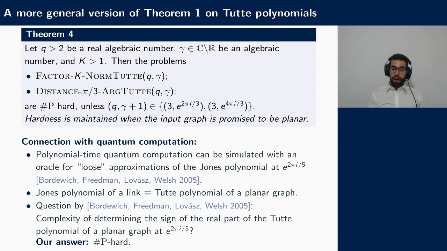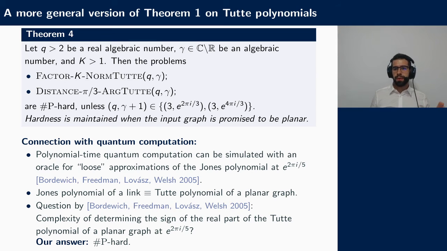But the thing I want to expand on here is the connection with quantum computation. So first, a bit of background. It turns out that polynomial time quantum computation can be simulated with the help of an oracle for loose approximations of the Jones polynomial at the fifth root of unity.